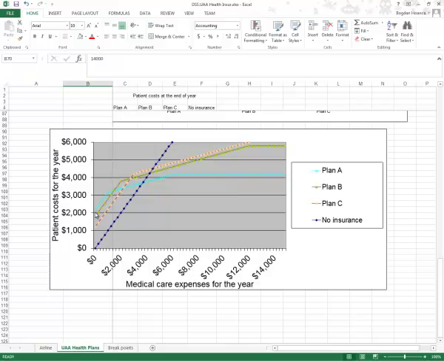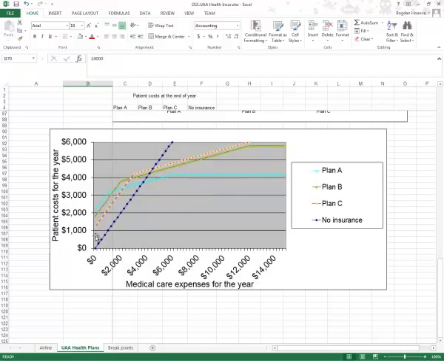Finally, once the patient has paid the monthly, the deductible, and the out-of-pocket under Plan A, you can see that at this point, at $6,000, the insurance picks up everything, and no matter how much the medical care expenses are for the year, the patient does not pay more than $4,100 at the end of the year. We've seen this number before.